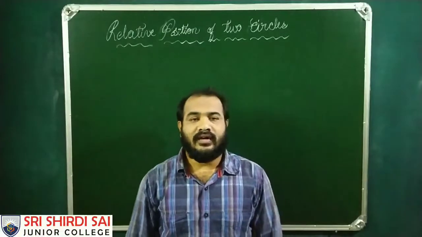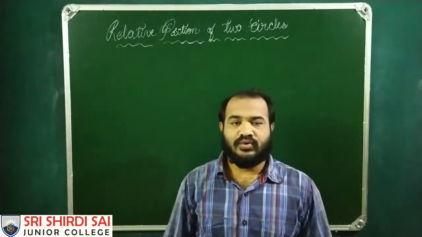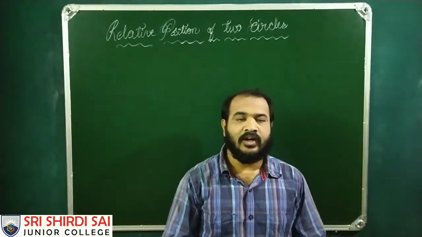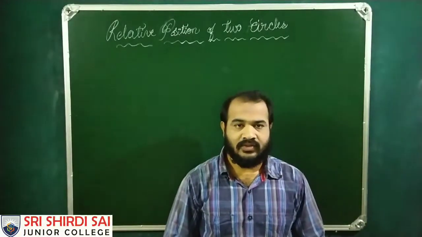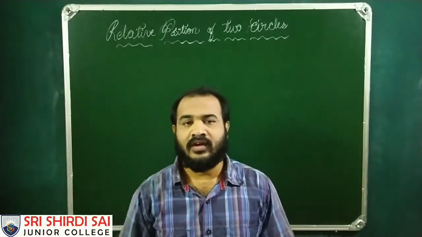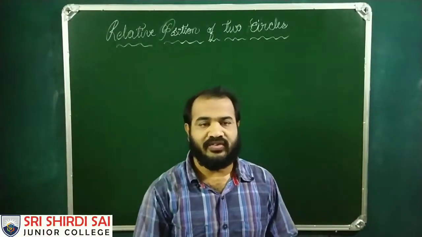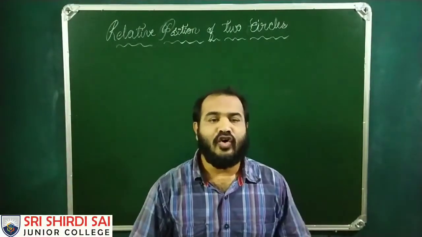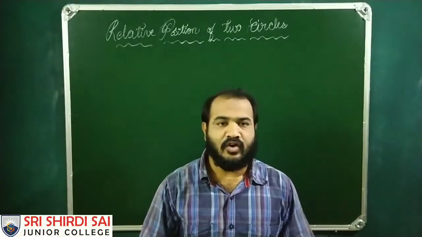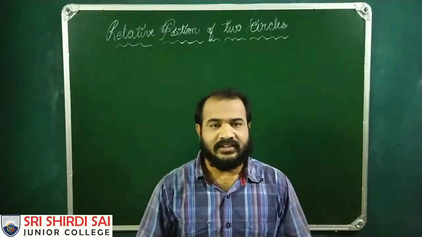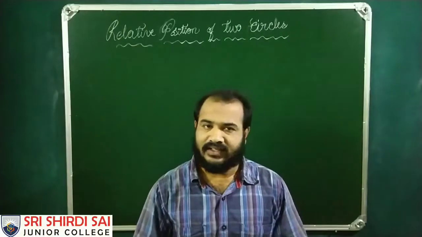The number of tangents that can be drawn to two circles depends on the relative positions of the two circles. So we shall describe the various possibilities of the relative positions of two circles. We will be discussing various terms like common tangents, internal center of similitude, external center of similitude, direct common tangents, transverse common tangents, etc.